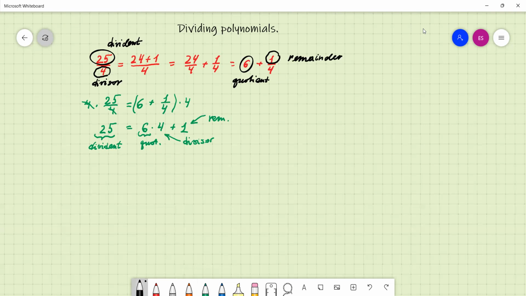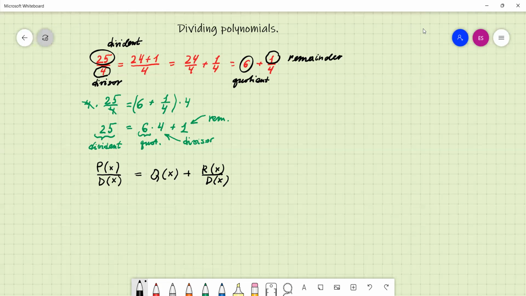Exactly the same way. I'm going to write down the division of a polynomial p of x over a polynomial d of x. Well, p of x is going to be the dividend. D of x is the divisor. And the result of this is going to be equal to a quotient q of x plus a remainder r of x divided over d of x. If you compare it with my first line, p of x is like 25, d of x is like 4, the quotient q is 6, and the remainder is 1.